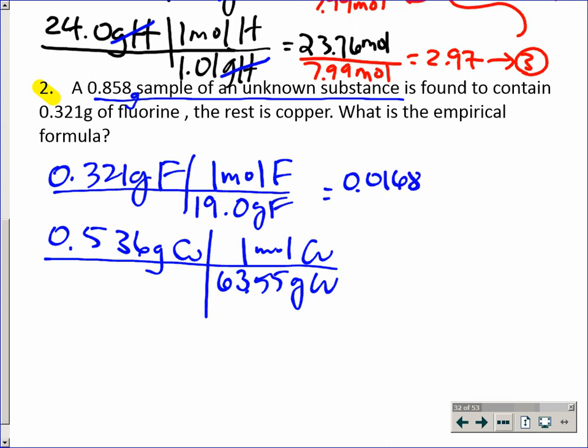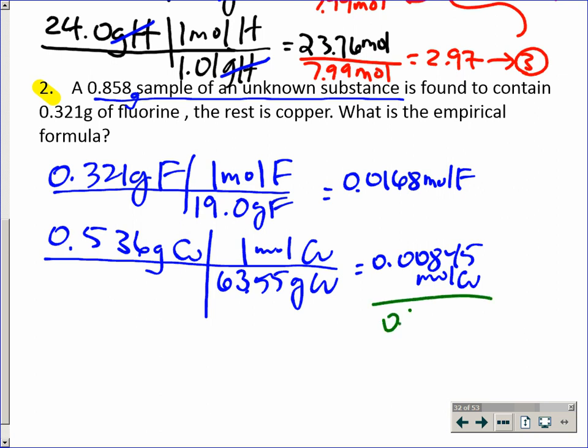0.0168 moles of fluorine, right? Wesley, can you tell me the copper moles? 0.00845 moles of copper. All right, what would I do next, once I get to moles?